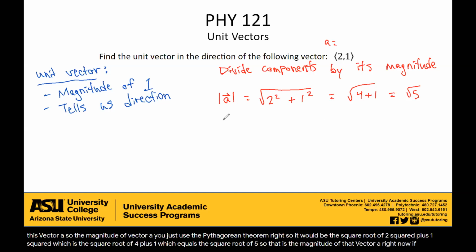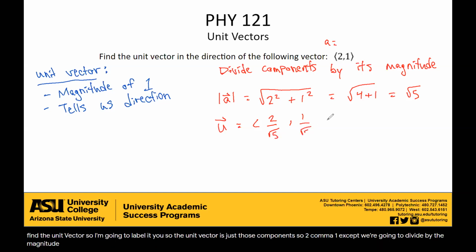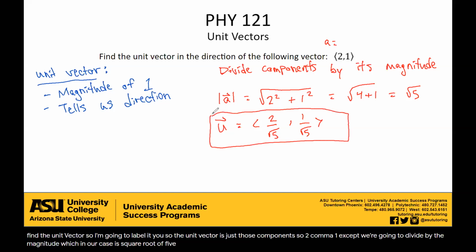Now, if I want to find the unit vector, I'm going to label it U. So the unit vector is just those components, 2, 1, except we're going to divide by the magnitude, which in our case is the square root of 5. So that is all you have to do to find a unit vector.